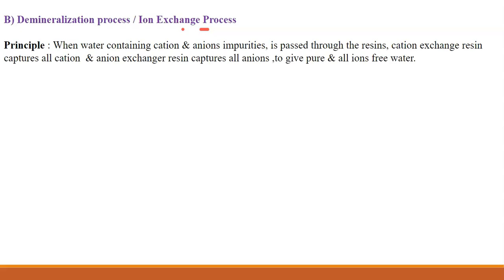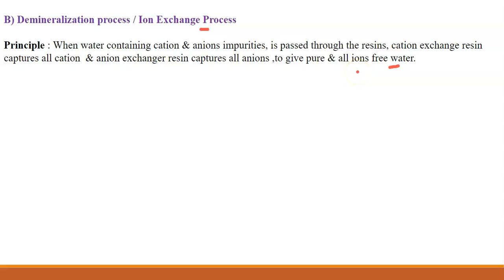However, it had a few disadvantages. Those disadvantages which were there in the zeolite process are overcome in the ion exchange process. Let's have a look at the principle first. In this process, when water containing cation and anion impurities is passed through the resins, the cation exchange resin captures all the cations and the anion exchange resin captures all the anions to give pure, all-ion-free water.